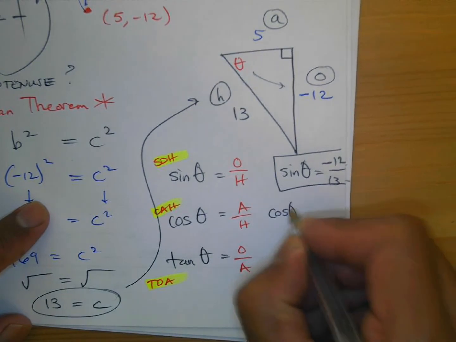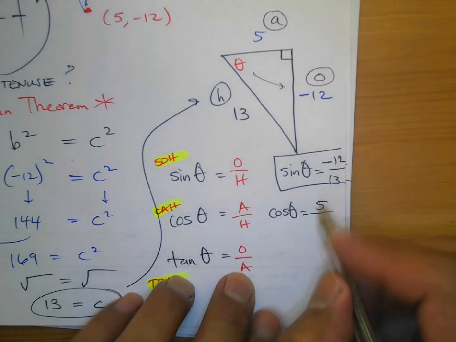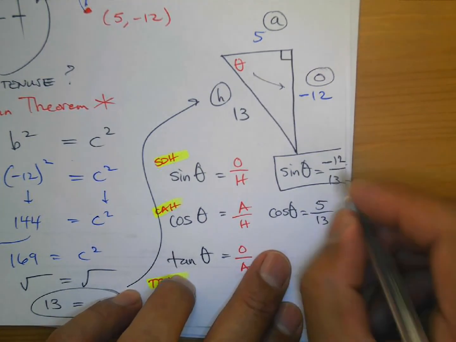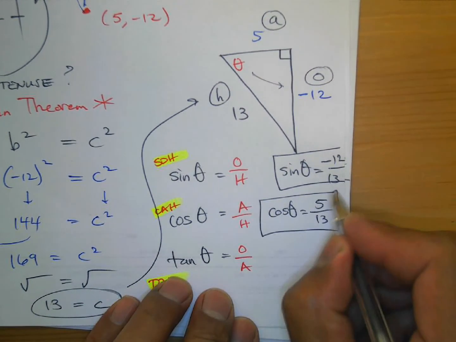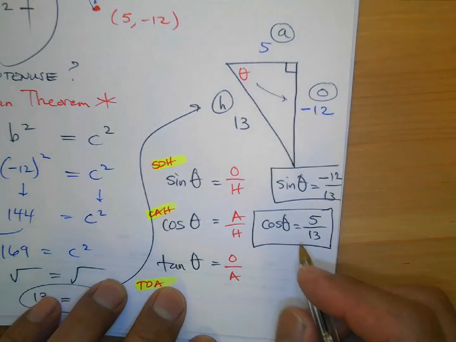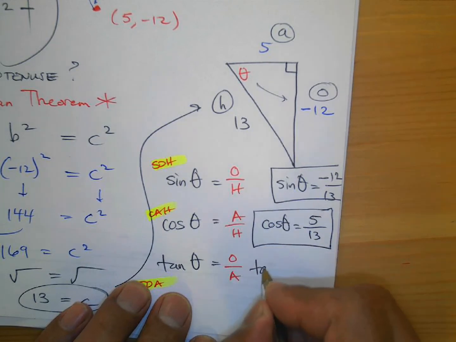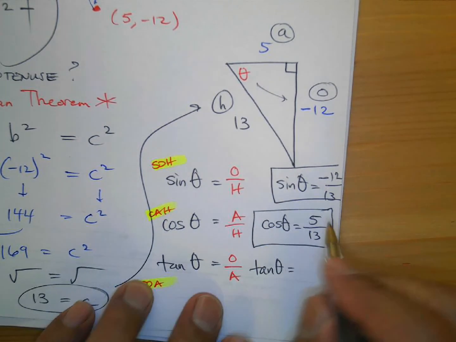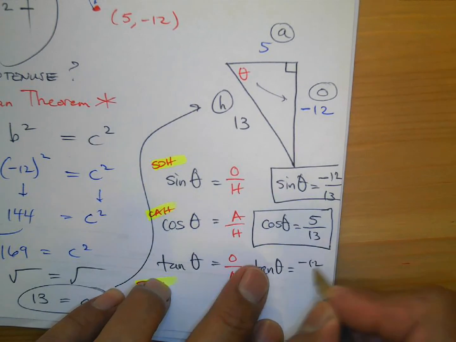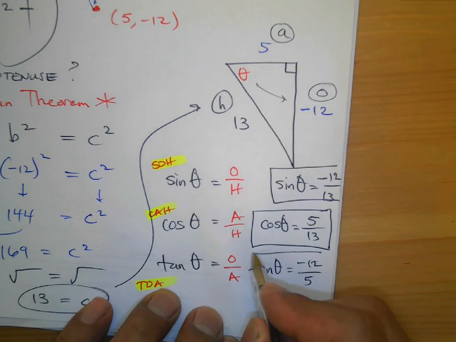Cosine is going to be what? Cosine of theta is going to be A, which is 5 over H, 13. And always check to reduce. If you can simplify, but not here. Last one. Tangent is opposite. Tangent of theta is O, negative 12 over A, 5. Okay.